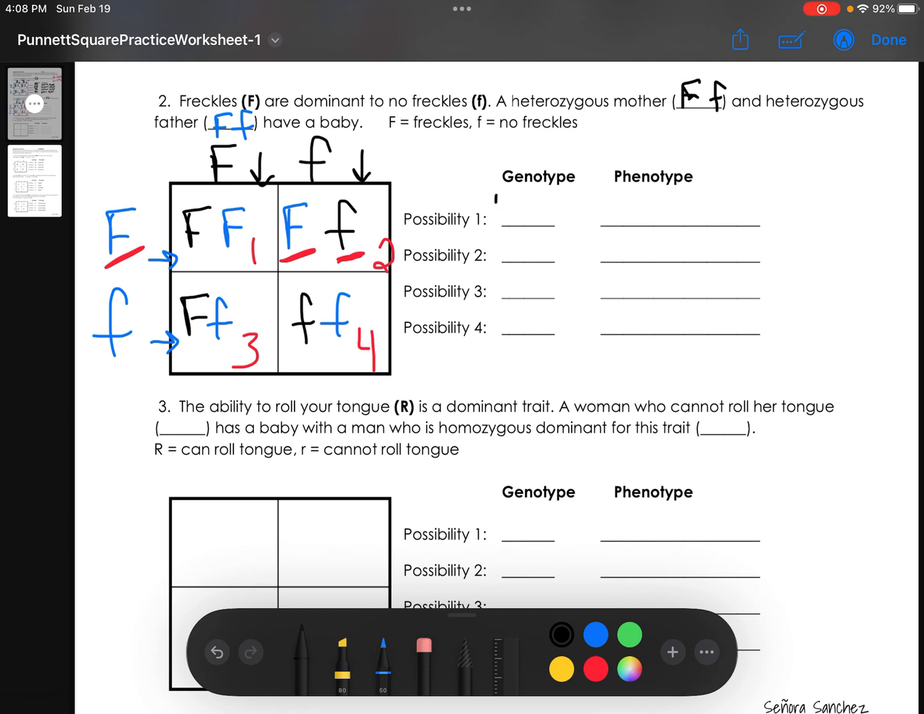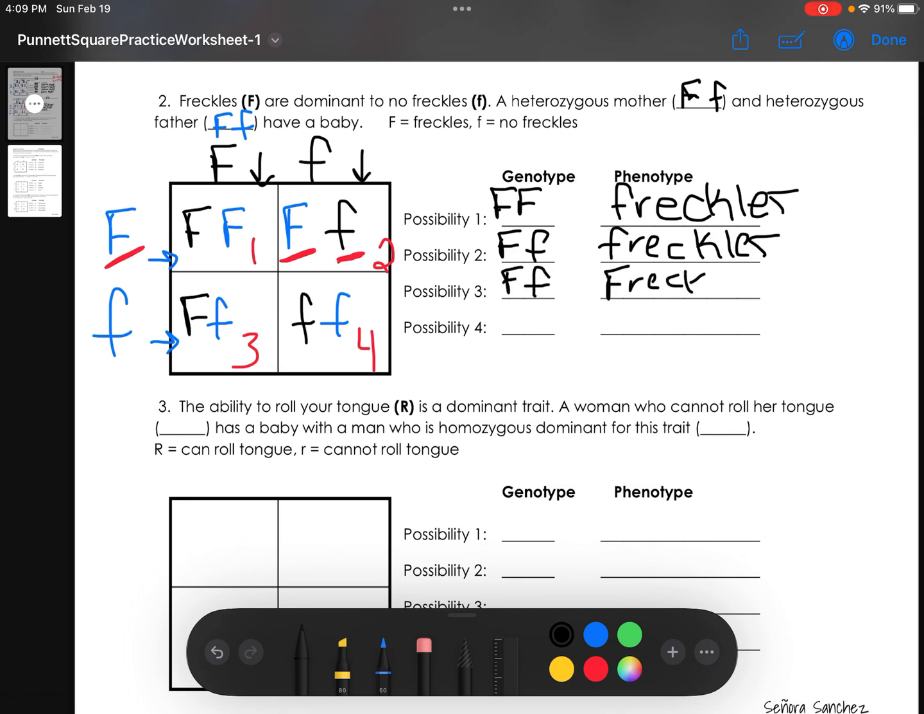Possibility 1, my genotype is homozygous dominant, and that is going to have a phenotype of freckles. Possibility 2 is actually heterozygous, but remember we said that it does mask it, so it does have freckles too. Possibility 3 is also heterozygous, so it does have freckles. And our possibility 4 is actually homozygous recessive, so it does not have freckles.